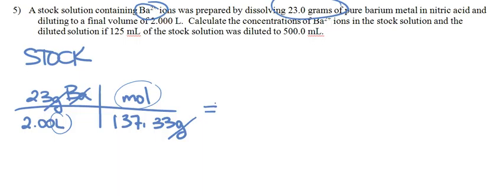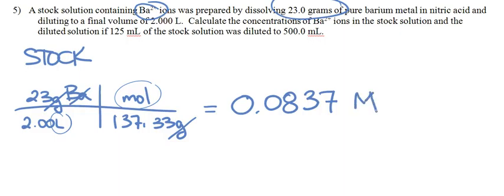And I'm going to do that. If you need to show it in 2 steps, in other words, calculate how many moles you have, then divide it by the volume, that's fine. We can do that. All right, so we're going to take our 23, divided by, open up your parentheses, 2 times 137.33, close your parentheses, and that gives me 0.0837. And that is our first part of this problem. We just calculated the molarity of our stock. So there's your concentration for your stock.